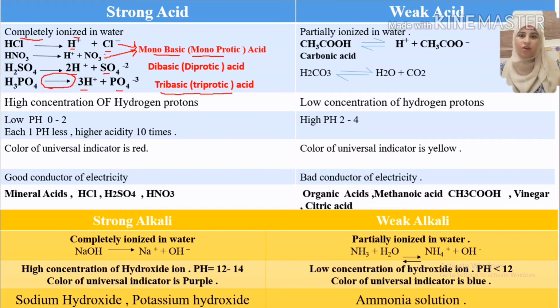All the molecules of hydrochloric acid will convert into hydrogen proton and chlorine. So we are talking about strong acids. Weak acids are partially ionized in water.